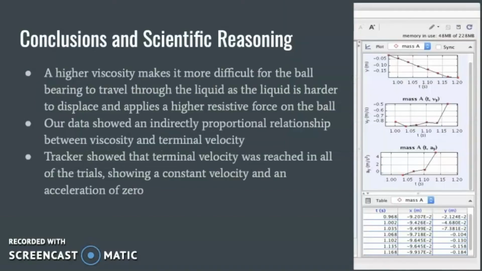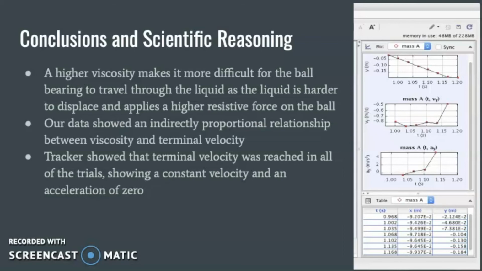The conclusions and scientific reasoning of this is that a higher viscosity makes it more difficult for the ball bearing to travel through the liquid, as the liquid is harder to displace and applies a higher resistive force on the ball. This is because the more viscous a liquid is, the more intermolecular forces it has, and that applies a stronger pressure and a stronger force in the opposite direction that the ball is falling.